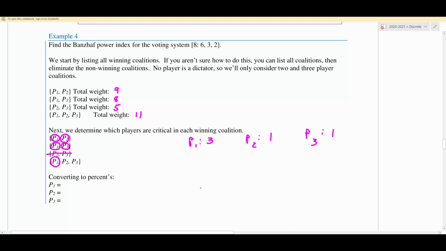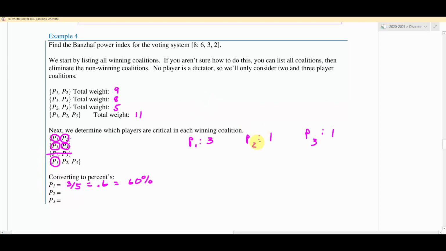All right. And we're going to convert these to percentages by taking the total number of times each player was critical divided by the number of times any player was critical. So for instance, player 1 was critical 3 times out of a total of 5. There were 5 times that any player was critical, and player 1 was critical for 3 of them. So we would say 3 out of 5. Right? And 3 divided by 5, if you do this in your calculator, is 0.6, which converts to 60%. Right? And that is what that means. Player 1 has 60% of the power in this weighted voting system.